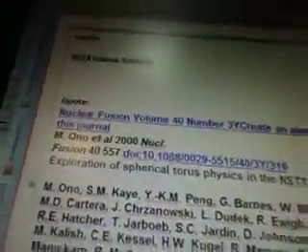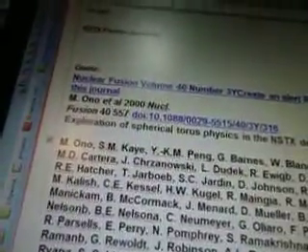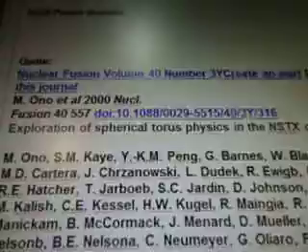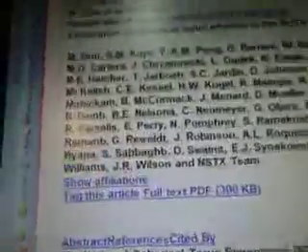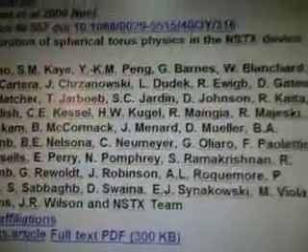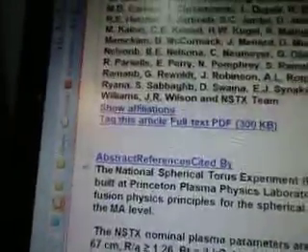Okay, so we've got a PDF file come up here for you. It's called Nuclear Fusion by M. Ono, Exploration of spherical torus physics in the NSTX device. And of course there's all the scientists that are participating in this particular test result that they've written about.